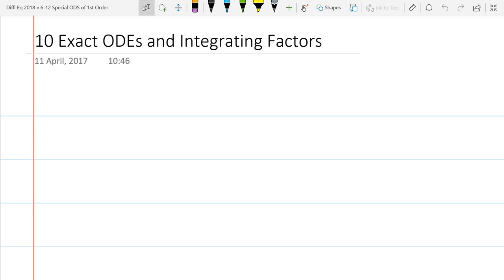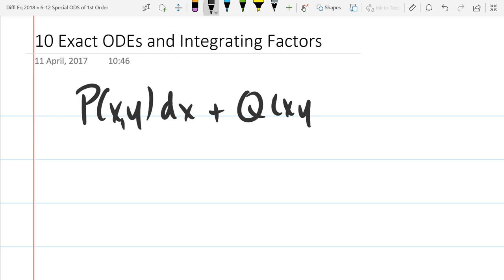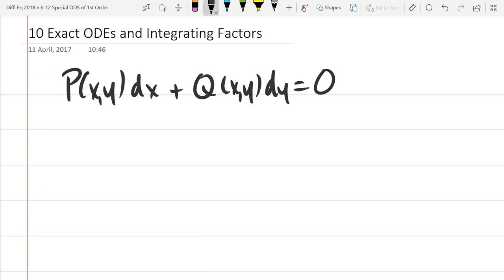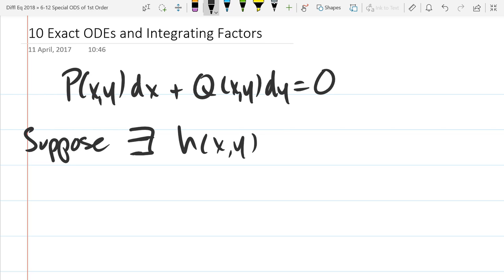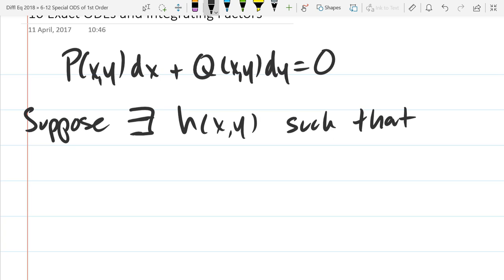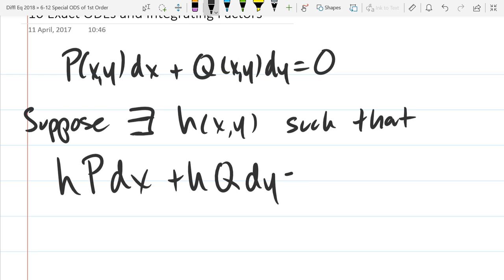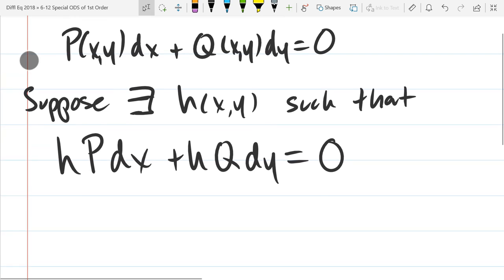So we're going to start with the exact same ODE that we had last time, except we won't know if this is exact or not. So we got P(x,y) dx plus Q(x,y) dy equals 0. I'm not going to assume they're exact at all, but let's suppose there exists a function of x and y, h(x,y), such that h p dx plus h q dy equals 0. I'm not going to write the (x,y) every time, because it's going to be ridiculous. Suppose that this is exact.